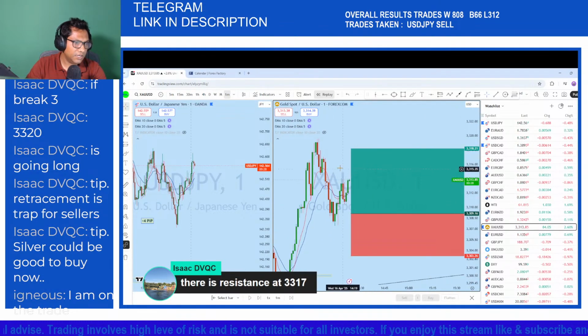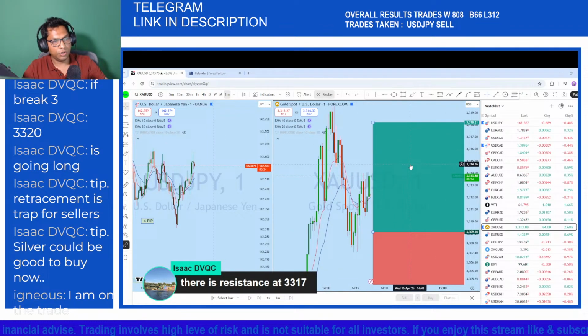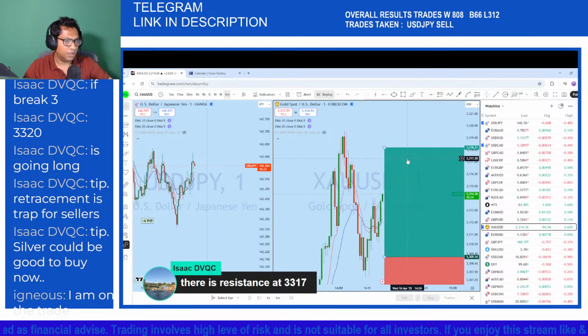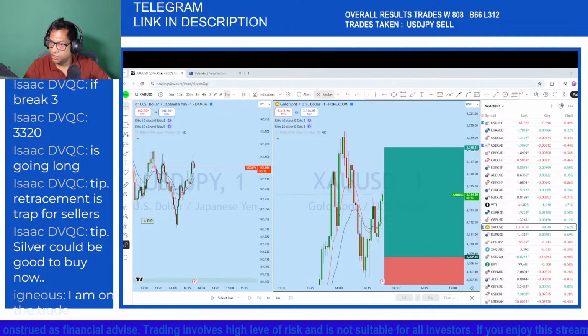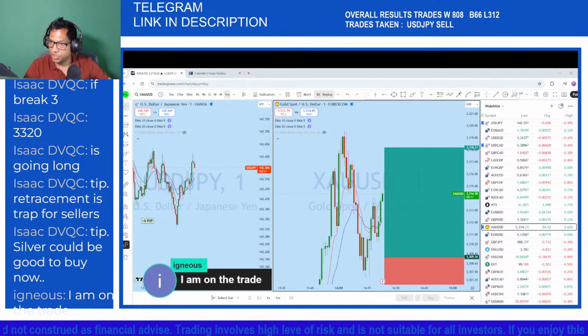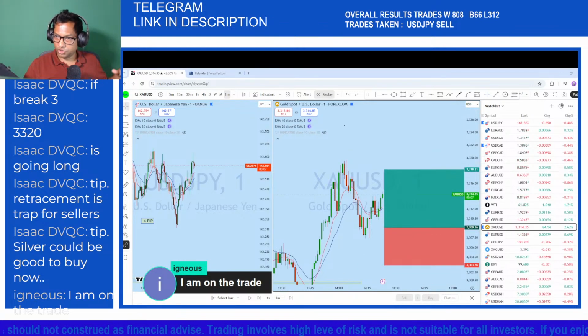Now you can see this is a narrower candle formation. We're expecting it to possibly move back up to the resistance. We see that the market is moving, and I would like to see feedback. How many of you, if it breaks through, it's going long? Yeah, yep, absolutely. I'm on the trade. Ignatius, welcome. How many of you are on the trade, guys?